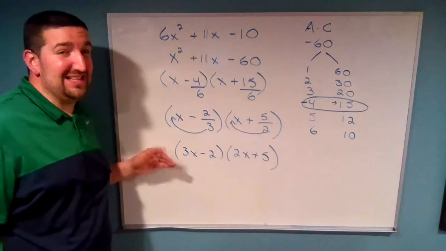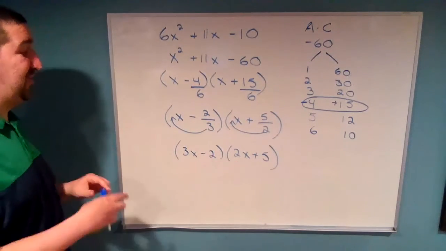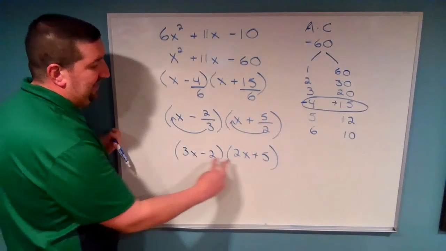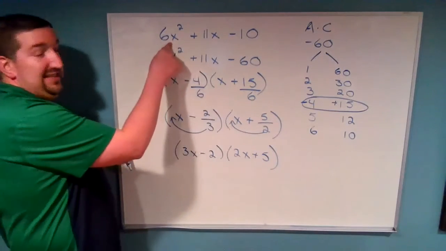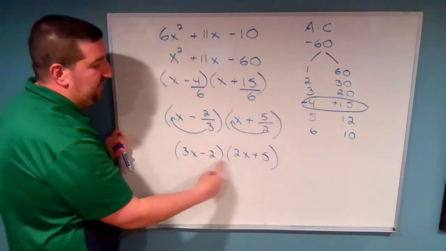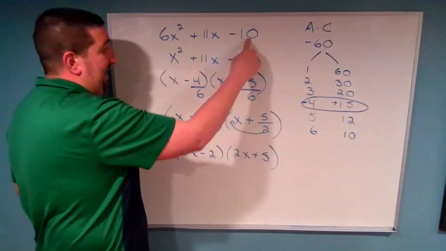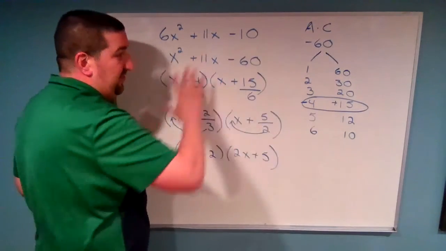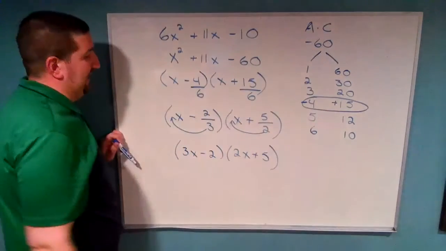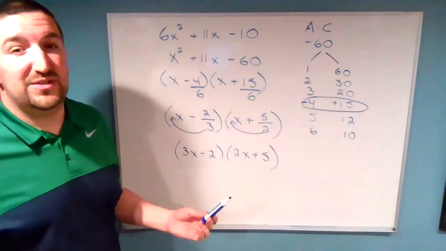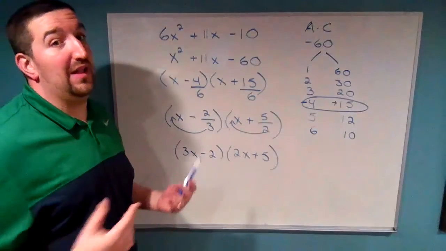A quick check, it's not a complete check, but it's a good idea to say 3x and 2x is our 6x squared, and negative 2 and 5 is negative 10. If you did the rest of this, you're confident with the rest of this, you get 11x. If you really wanted to go through and check it, you can FOIL it all out to see if you're right.